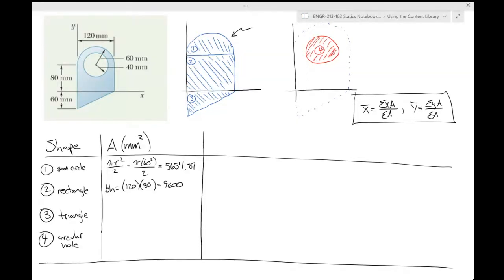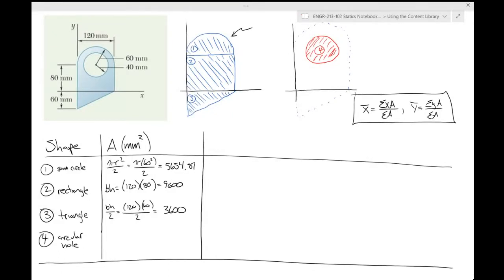Okay, the triangle. What about the area of the triangle? Somebody help me out with that. What's the number? You could just tell me the numerical answer. 3,600. So yeah, 120 times 60 over 2. 3,600. Yes, that's 3,600. Exactly right.